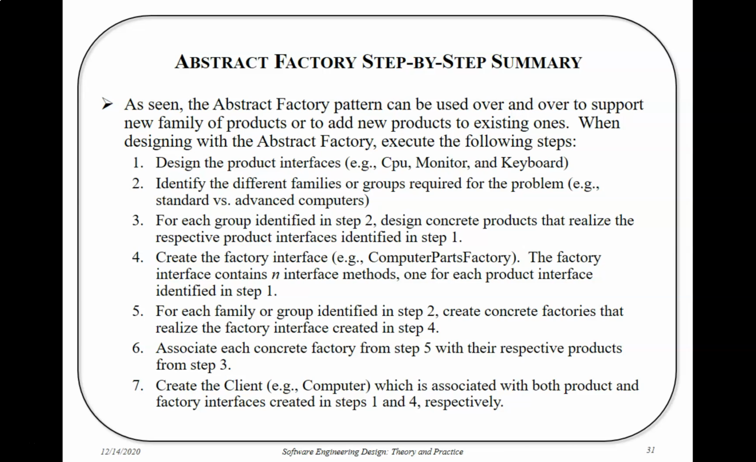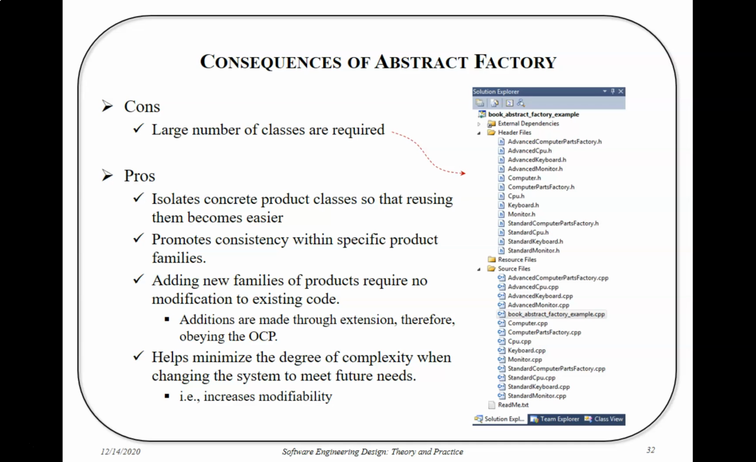So this is a step-by-step summary of what we have already done for the implementation of Abstract Factory. We design the product interface, CPU, monitor, and then identify the different family groups, and then design the concrete products, and then create the factory interface. This one is the creator. Then for each family group identified in step 2, create concrete factories that realize the factory interface. Associate each factory from step 5 with the respective product, so we construct the product family here, and then create the client that uses our pattern.